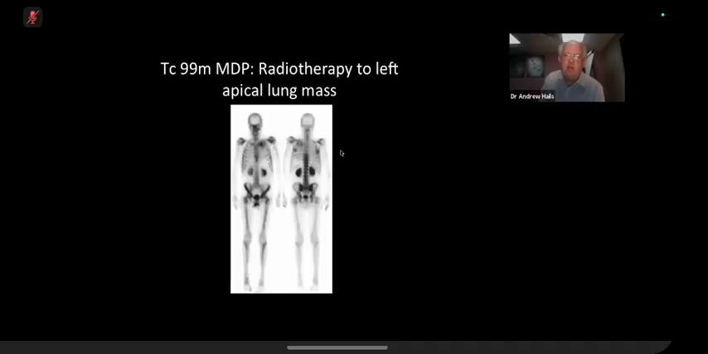Oh yes, it was a left apical lung mass, but it's not the left apical lung mass you're actually seeing there. That's thanks to the radiotherapy. That's probably, I don't quite know what that is. You pointed that out, didn't you?